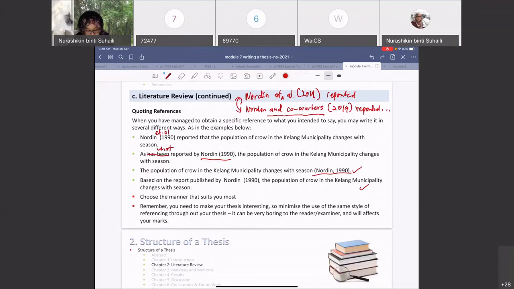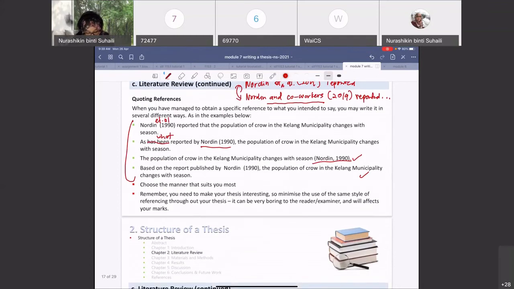This is another way, based on the report published. So the way you choose it depends. That's the art of writing. You need to make your thesis interesting. Minimize the use of the same style of referencing throughout your thesis. So you don't have to say reported in every sentence, reported that, reported that. It's so boring. So that's just a matter of variation.